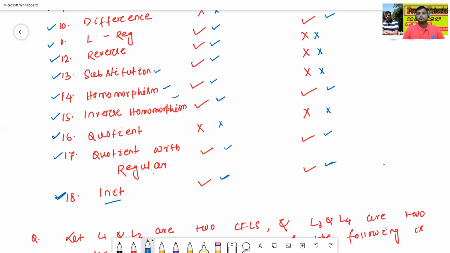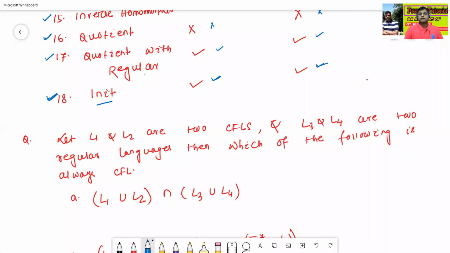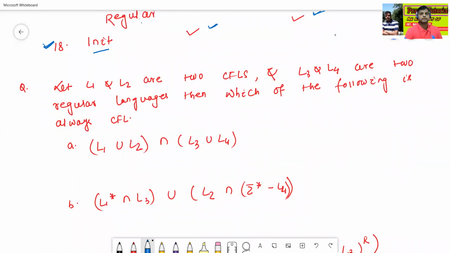Okay. Now we'll see some examples related to the closure properties of regular and also context-free languages. Before coming to this question, first try to understand the meaning of closure properties of context-free language and closure properties of regular language. Try to understand the meaning of the question.